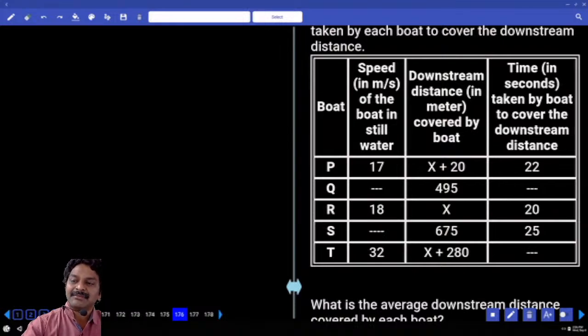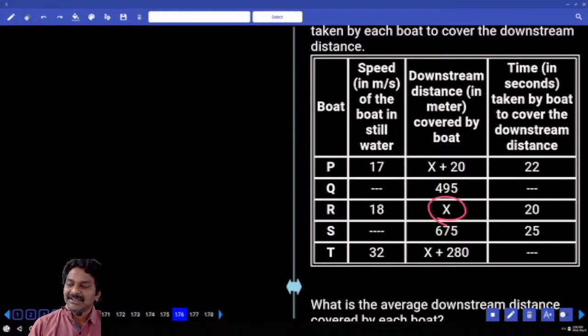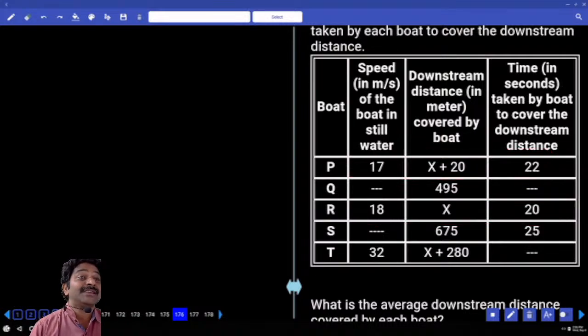When they are talking about downstream, downstream speed is M plus S. M values are given, S is not given. So there is one hidden variable, and also X is another variable. Now if you look at all boats, every information is there for P and then R. So we need to use those two and get the value of X, and if possible S also. They said the boat speed is different, but all are moving in the same river, so stream speed must be the same, right?